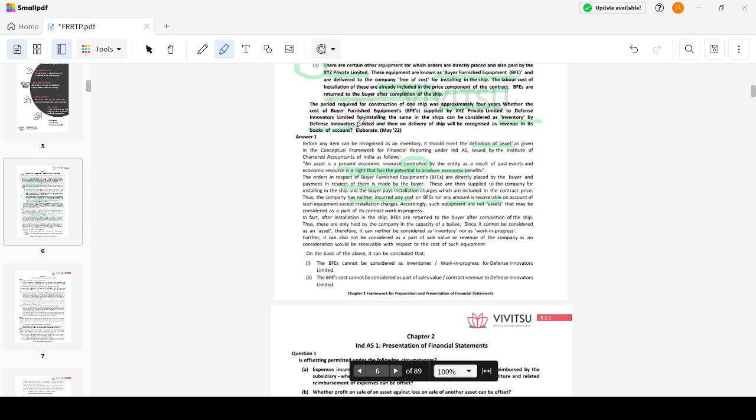So I have to check from the perspective of the books of accounts of Defense Innovators Limited. Is Defense Innovators Limited going to pay for that equipment? No. Who is going to pay? XYZ Private Limited. The second point is whether Defense Innovators Limited has a right to recover some amount towards it. No, because all the installation charges and everything are paid directly by the other party. Accordingly, such equipment is not an asset that may be considered as a part of the contractor's work in progress.